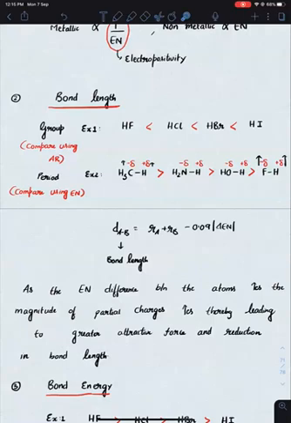More is the electronegativity difference, more will be the partial charges. More are the charges, there will be greater attractive forces generated. As a result, the atoms will be coming close to each other. If the atoms are coming close to each other, the bond length decreases. So in this case, the bond length of C–H is the highest and the bond length of F–H is the least. And we have compared this based on electronegativity difference.